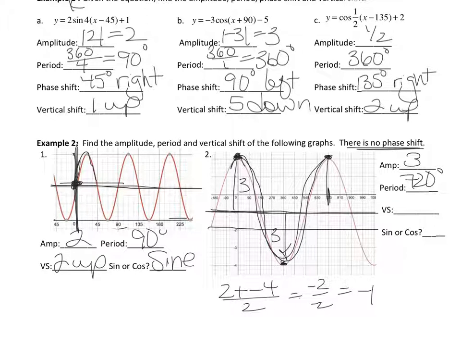The vertical shift is again related to our midline. The midline used to be the x-axis for the parent graph. It's now at y equals -1, so my shift is 1 unit down. And is this graph sine or cosine? Look at what it's doing at x equals 0, so on the y-axis. It's starting out at a high point, and the graph that starts out at a high point is the cosine.